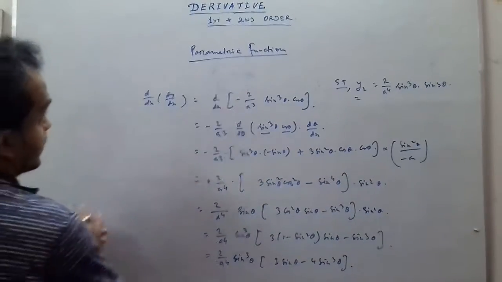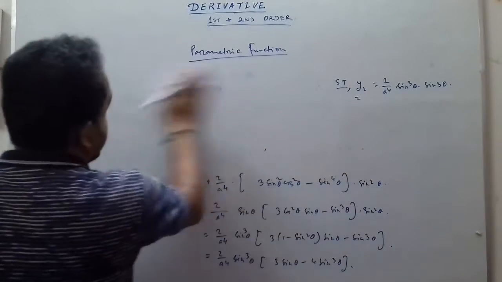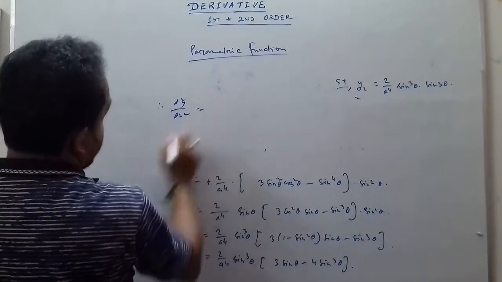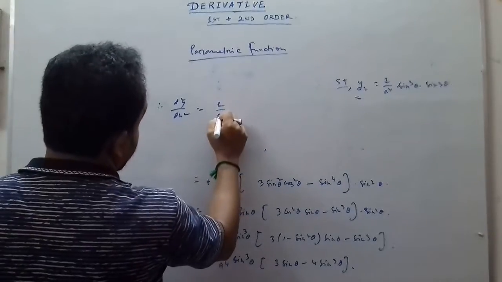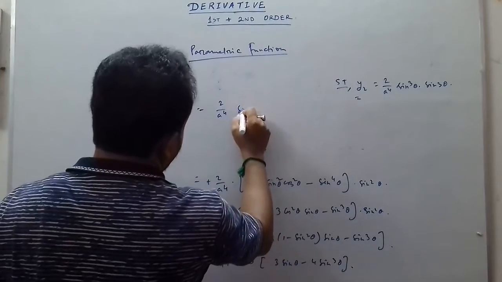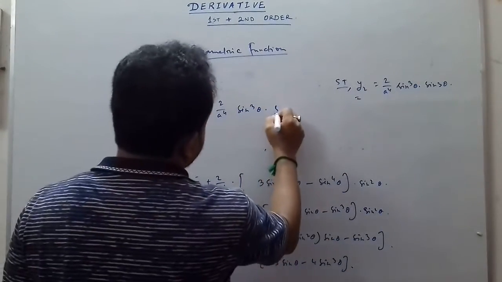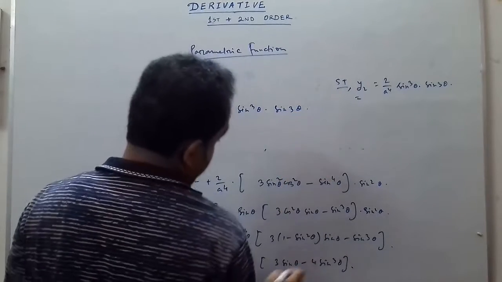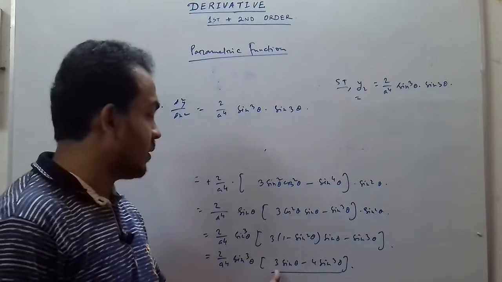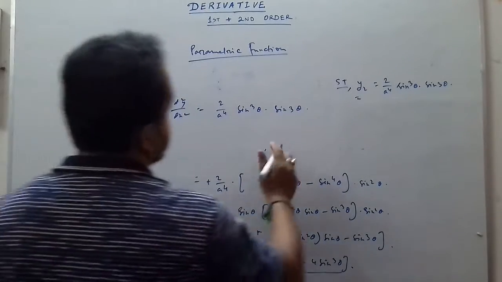Therefore we find that d2y by dx2 is equal to 2 over a power 4 into sin cube theta into sin 3 theta. This is the formula for sin 3 theta: sin 3 theta is equal to 3 sin theta minus 4 sin cube theta. So this is our answer, hence proved.